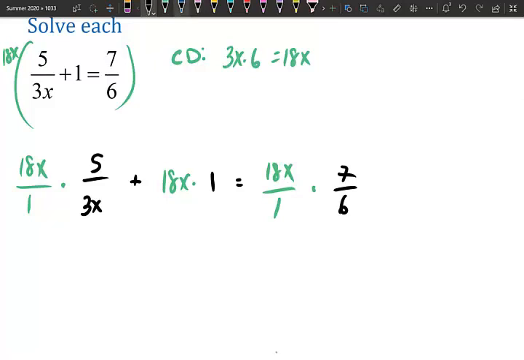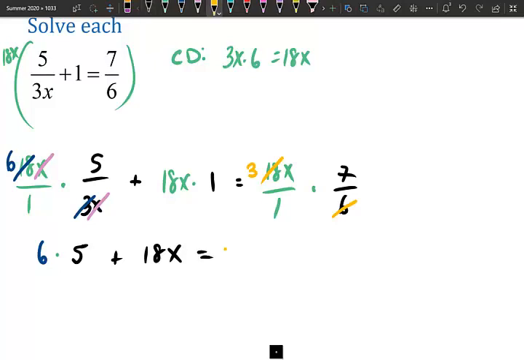Now we're going to cancel out diagonally. So 18 divided by 3, we're left with 6. X and x cancel. There's no fraction. 18x times 1, it is what it is. And then 18 divided by 6, we're left with 3. That's all we can cancel. So let's write what we have left over. We have 6 times 5 plus 18x times 1. Let's just make that 18x. And that equals 3x times 7.